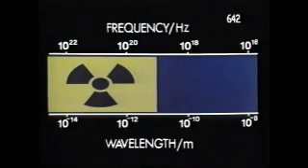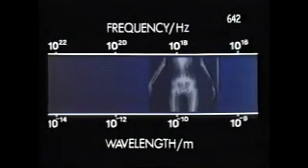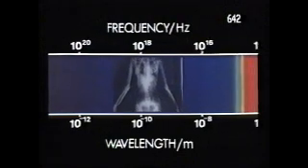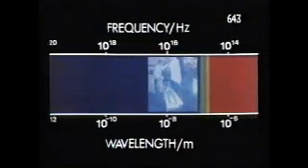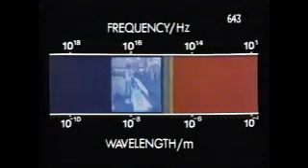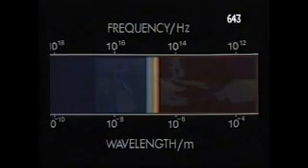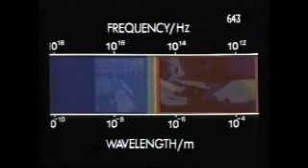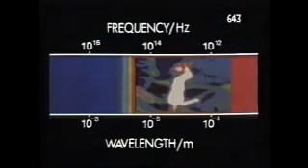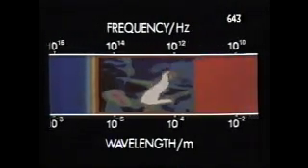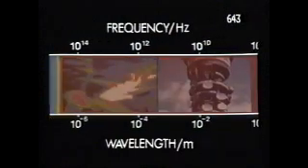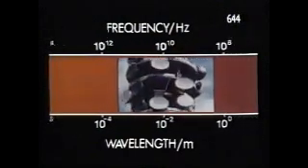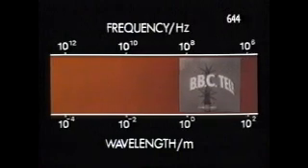waves. Gamma rays, X-rays and ultraviolet light all have shorter wavelengths than visible light, which occupies this very narrow band of wavelengths. Notice how increasing wavelength corresponds to decreasing frequency right across the spectrum. Infrared radiation, microwaves and radio waves all have longer wavelengths than visible light.